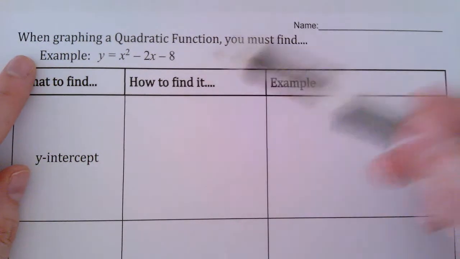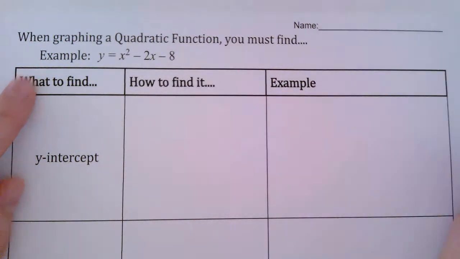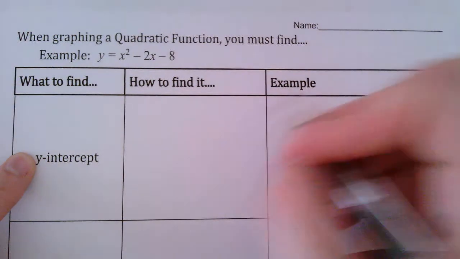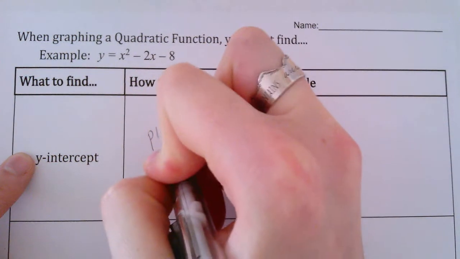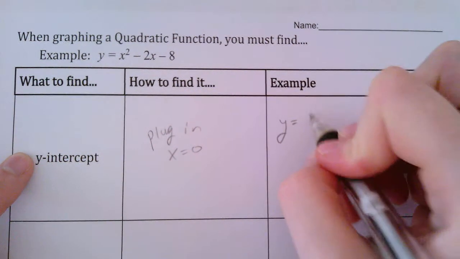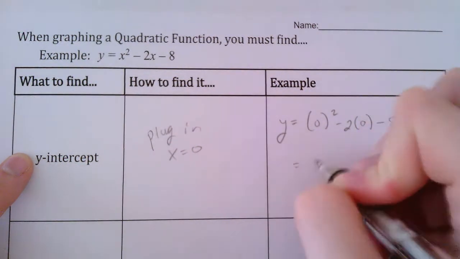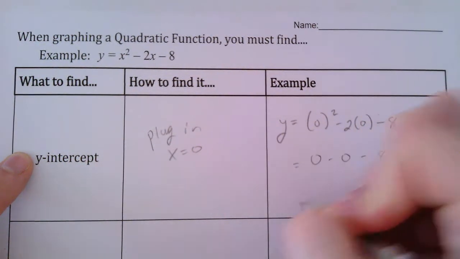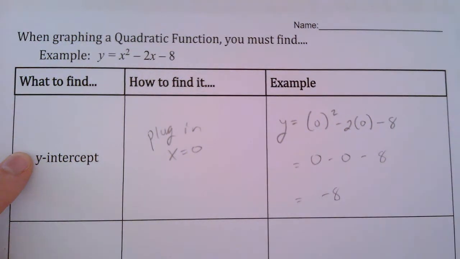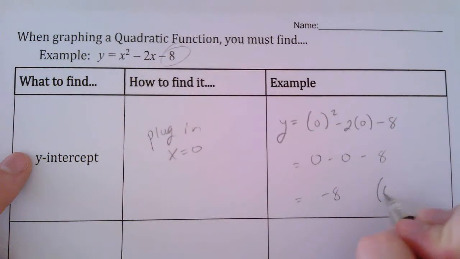So in graphing a quadratic function, you must find each thing. We're going to work with this equation here, x squared minus 2x minus 8. Okay, so to find a y-intercept, recall, plug in x equals 0. So in this equation, it would look something like 0 squared minus 2 times 0 minus 8. Those, of course, just become 0. And negative 8 is my y-intercept. Now, we talked about earlier in this unit that your c value is always your y-intercept. But in case you forgot, that's an easy way to make sure you know.